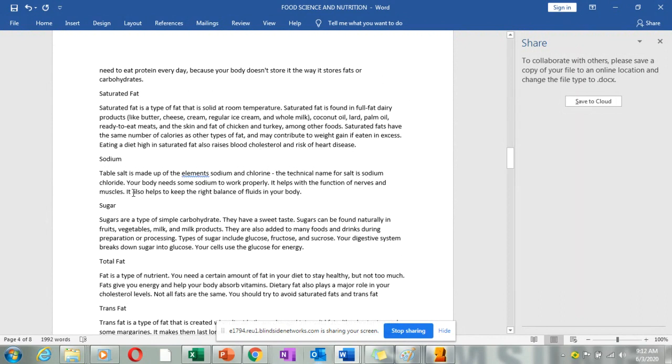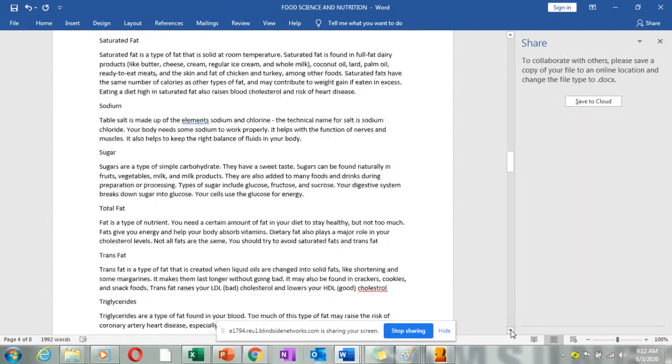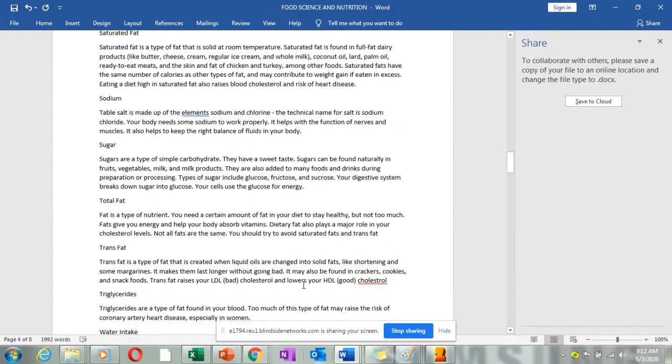Okay. Sodium is a mineral that we find where? In salt. The salt that we eat at the table, we call it sodium chloride. So table salt is made up of sodium and chlorine. It's very important in the diet. It helps in the function of nerves and muscles, and also helps to balance the fluids in your body.